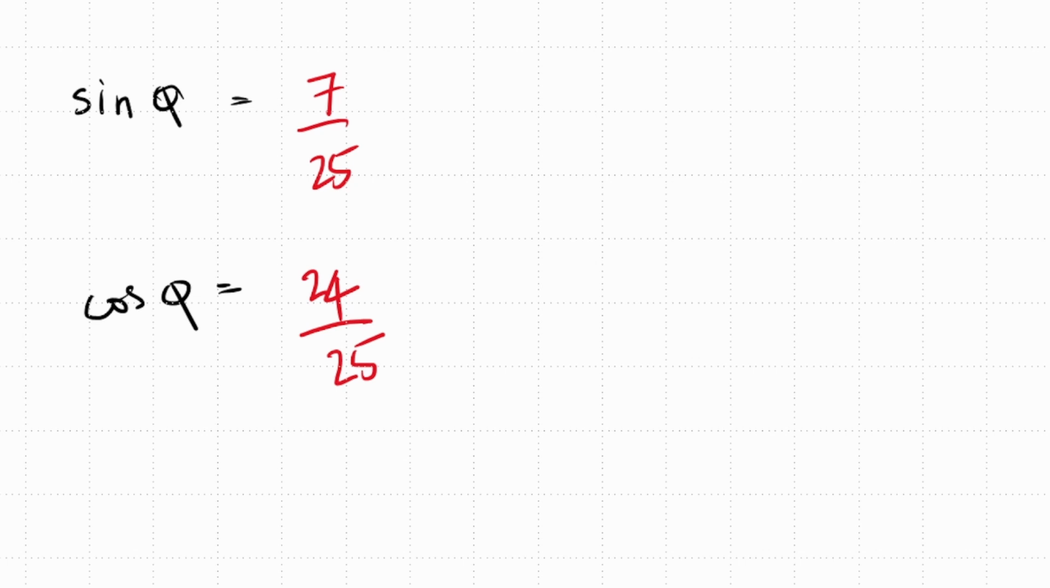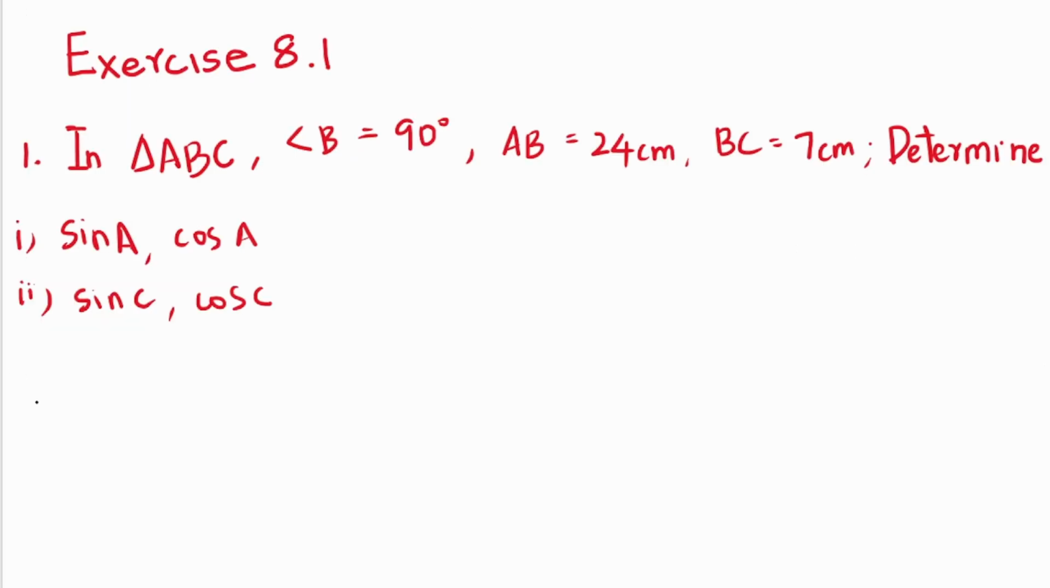Now let us next move on to exercise 8.1 of this chapter. Here's the first question. In triangle ABC, angle B equals 90 degrees. So this is the triangle ABC, and here's B, and this is A and C. They have given B is 90 degrees, and we have AB, that is 24, and BC, that is 7. They have asked us to find sine A, cos A and sine C, cos C.